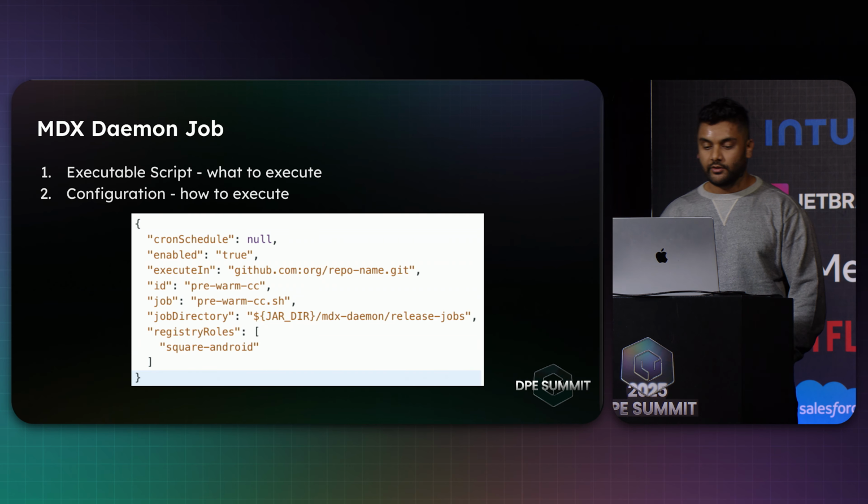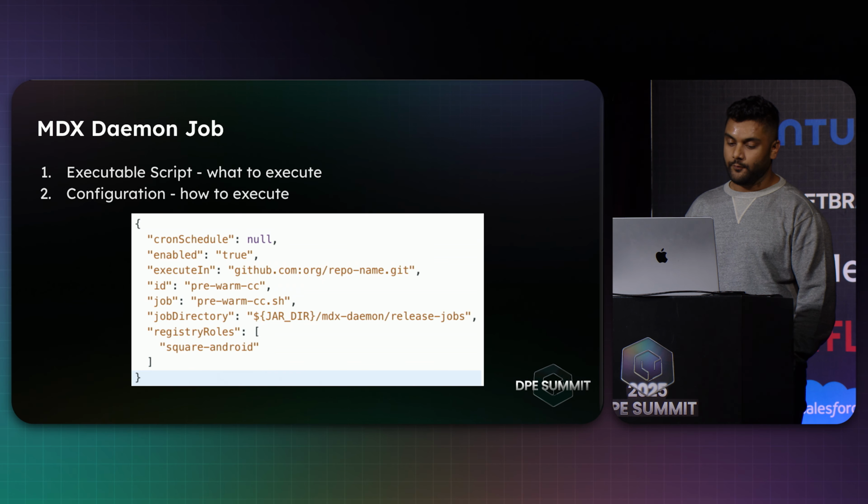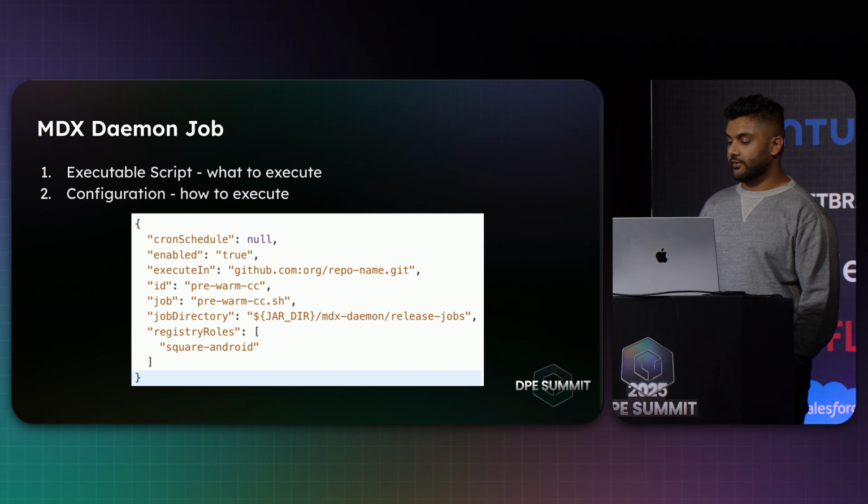The job configuration is defined on a remote feature flag platform. Just like the MDX daemon, the scripts for each job are also auto-installed onto developer machines, but independently from the daemon itself. This way, the daemon is completely decoupled from the jobs it executes, allowing us to iterate and ship new jobs on the fly.